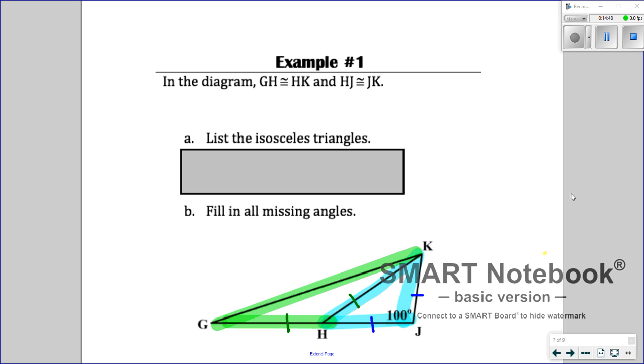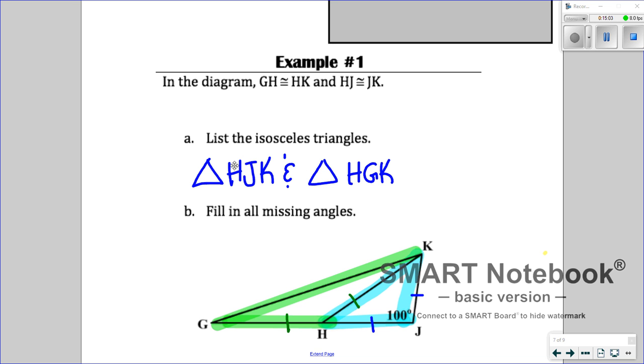So they said list the isosceles triangles. So knowing what we learned about isosceles triangles, if there's two congruent sides, right away we know that it's an isosceles triangle. So there's two of them, and of course you would list them with the triangle symbol: triangle HJK and triangle HGK. So those are the two triangles.